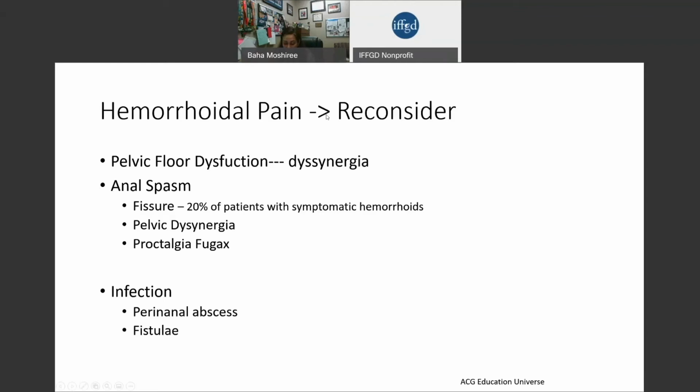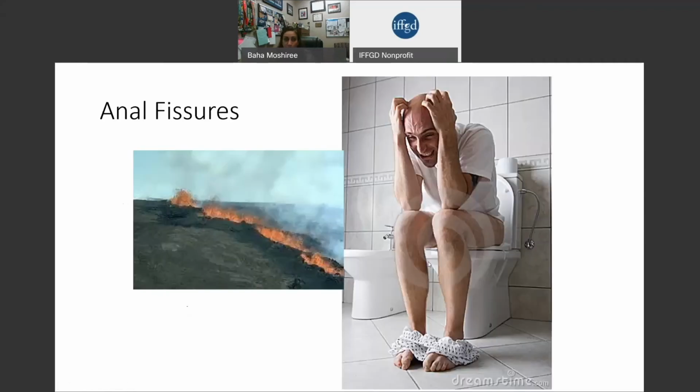In any patient that has a hemorrhoid, we also have to consider whether they have this pelvic floor dyssynergia, which is, again, so common in patients with constipation. They could have what's called anal spasm that's causing a fissure. We'll talk about proctalgia fugax and what that is. And then, of course, an abscess in the rectum, which is an infection around the rectal area, can cause problems, and especially that's seen in patients who have Crohn's disease.